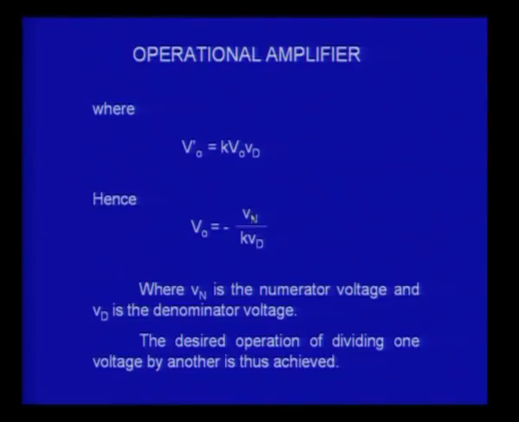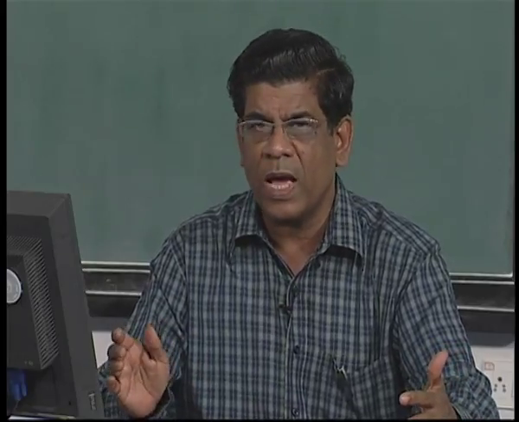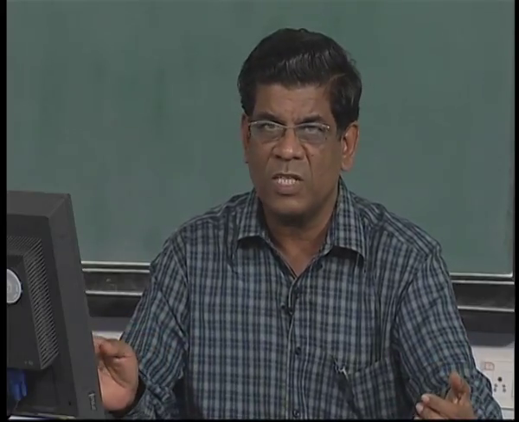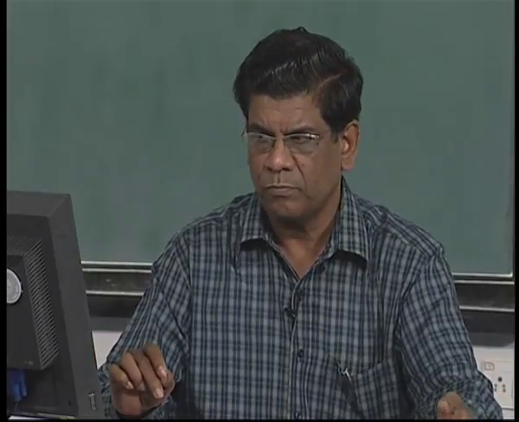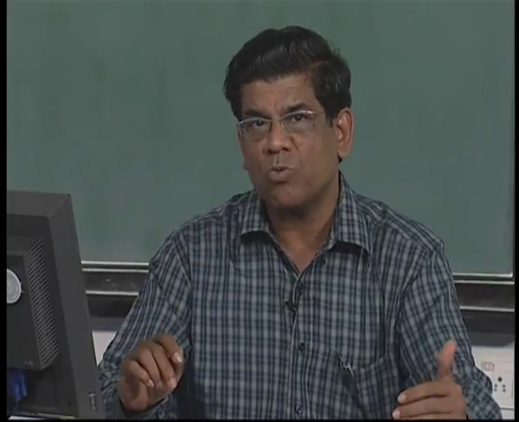So, if you want two voltages V1 and V2 to be divided, you should apply the inputs as shown in the earlier picture that I showed. That way you can get division. So, you already got a multiplier, and from the multiplier, by using an op amp, you have now achieved a division. Now, how do I get the square root operation? How do I apply the square operation?